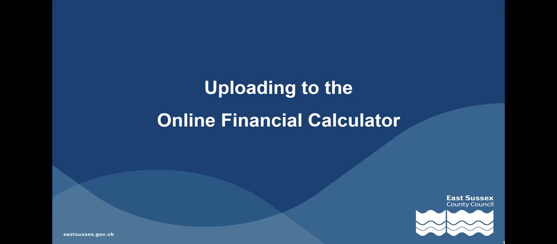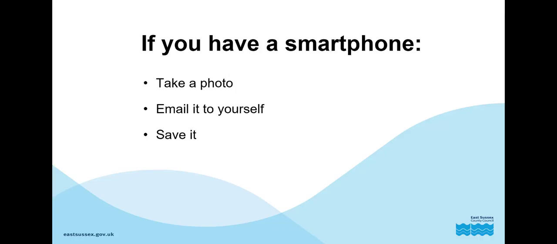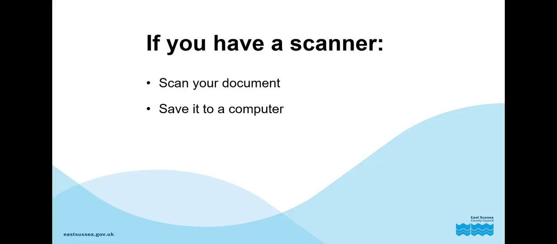You may need to upload supporting evidence into the online financial calculator. Here are two methods you could use to convert your paper documents into electronic versions. Use a smartphone to photograph the document. Email the image to your own email address and save the image to your computer.